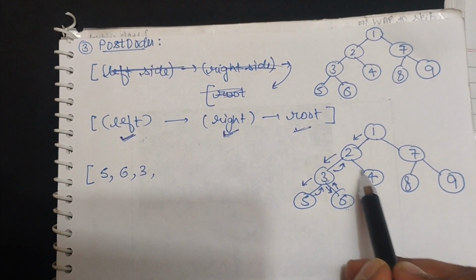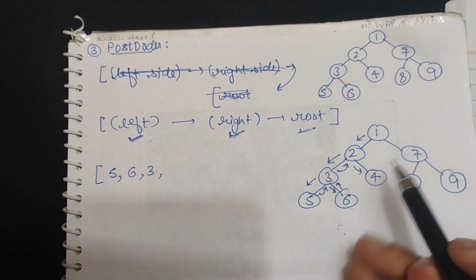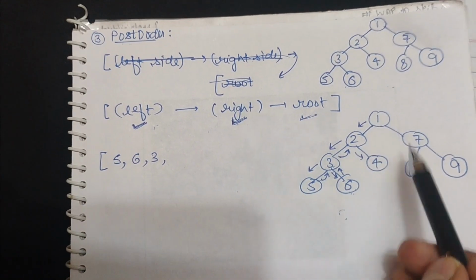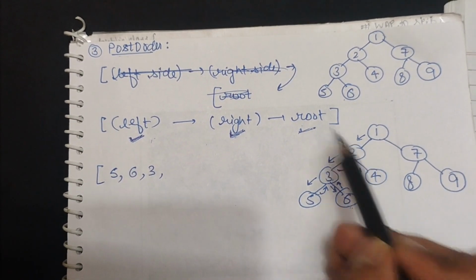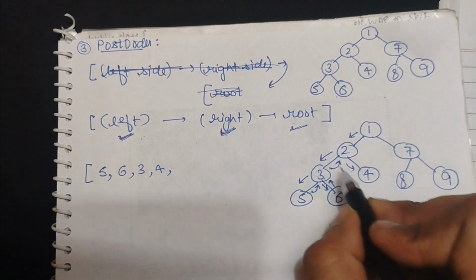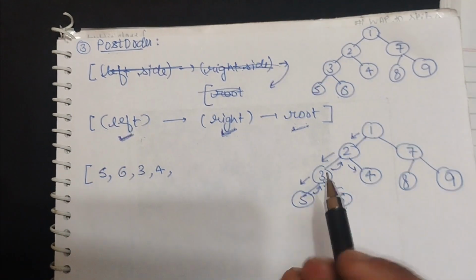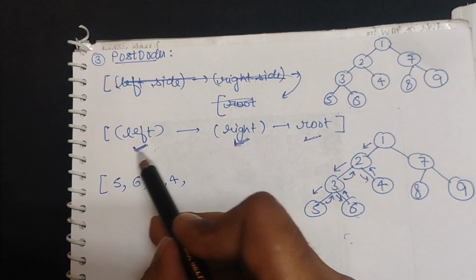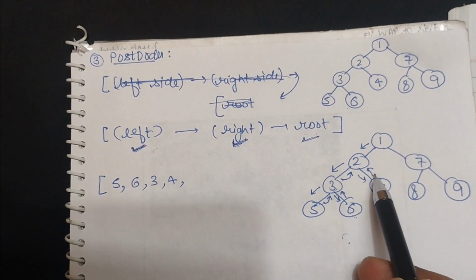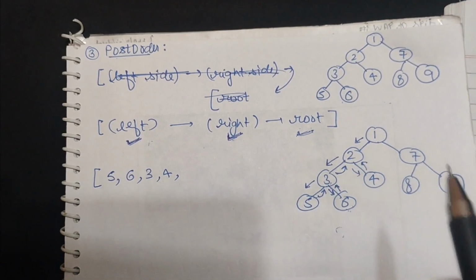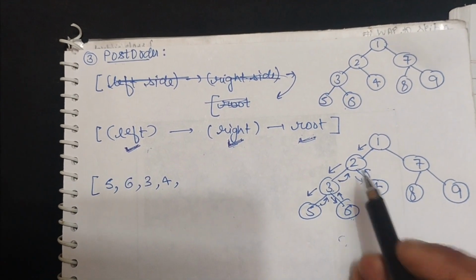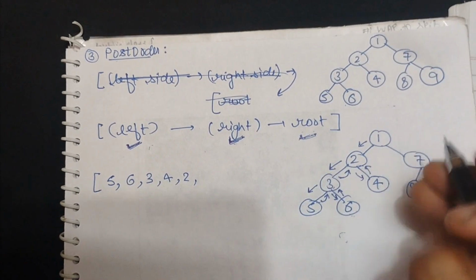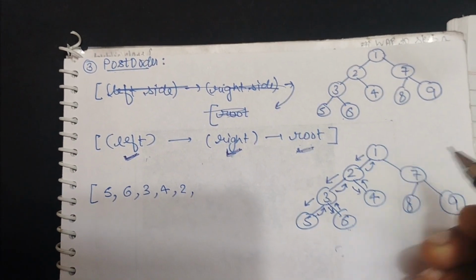Now it will go to the right of 2, that is 4. For 4 there is no left and right, so these will be executed. For this to be executed we will print 4. For 4 these 3 are executed, so it will do a recursion call back to 2. For 2 these 2 are executed. For this to be executed it will print the value 2. Okay, for 2 all these are executed, so there will be a recursion call back.